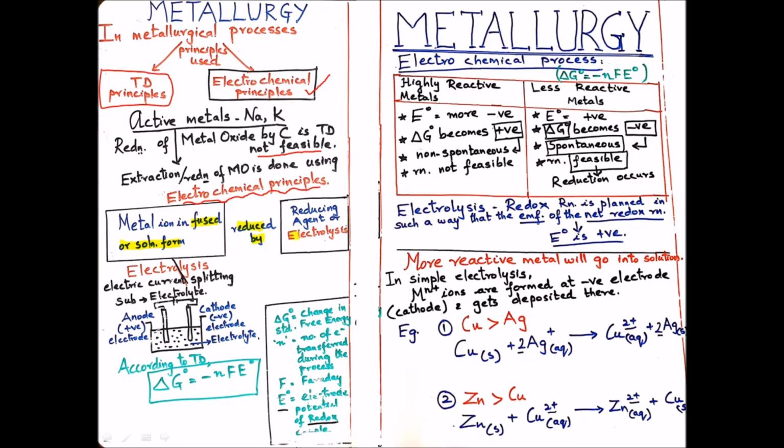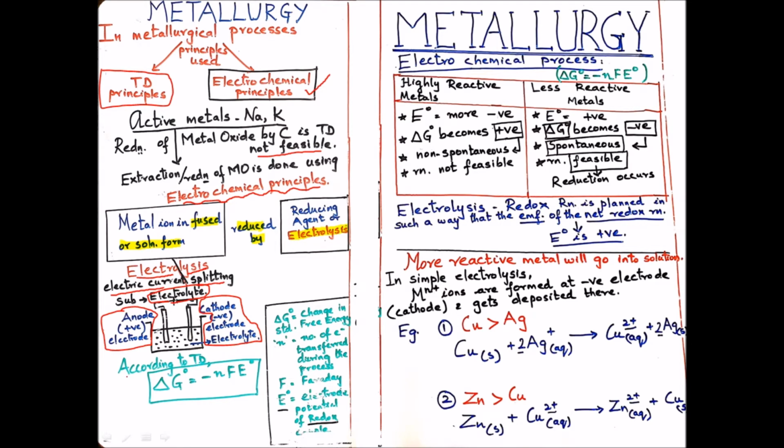agent or by electrolysis. Now let us look at the word electrolysis. In the word electrolysis, electro stands for electric current while lysis stands for splitting. The substance that is being used in an electrolytic process will be called an electrolyte, which will always be in the fused or in the molten form. The anode, which is a positive electrode, is otherwise called the oxidation electrode, wherein loss of electrons takes place. At the cathode, which is otherwise called the reduction electrode, gain of electrons takes place.